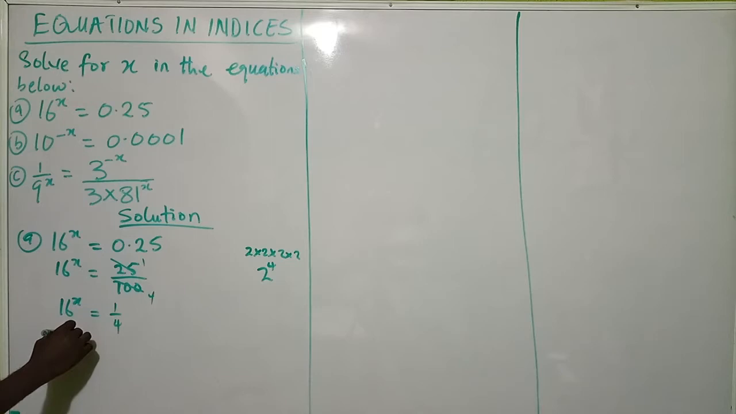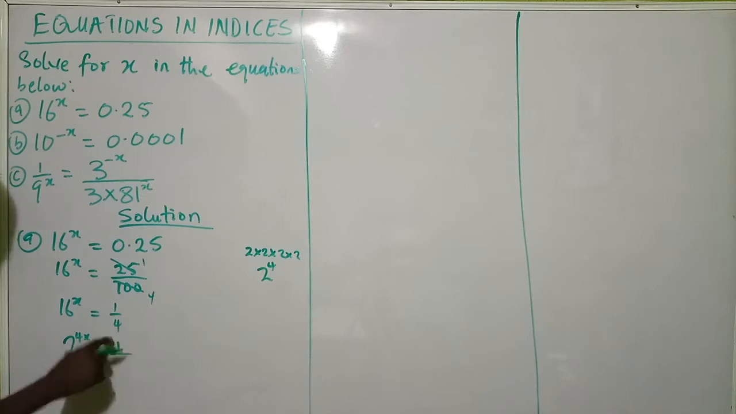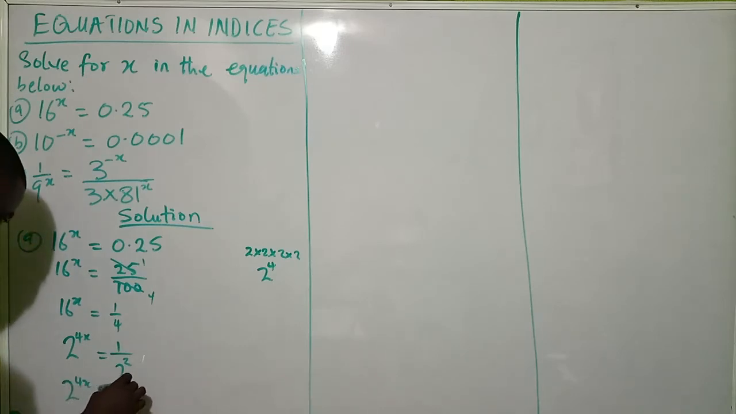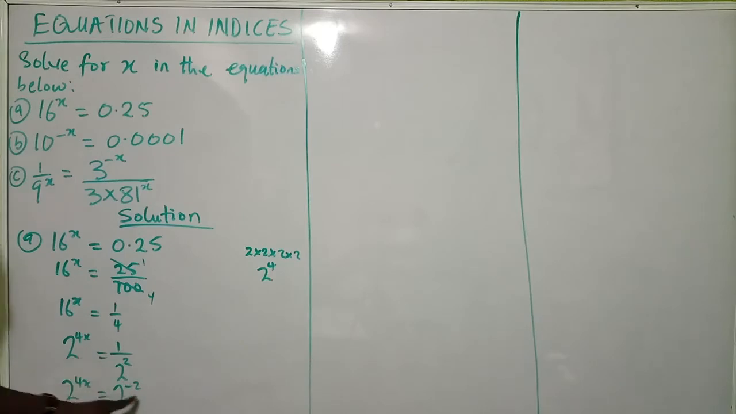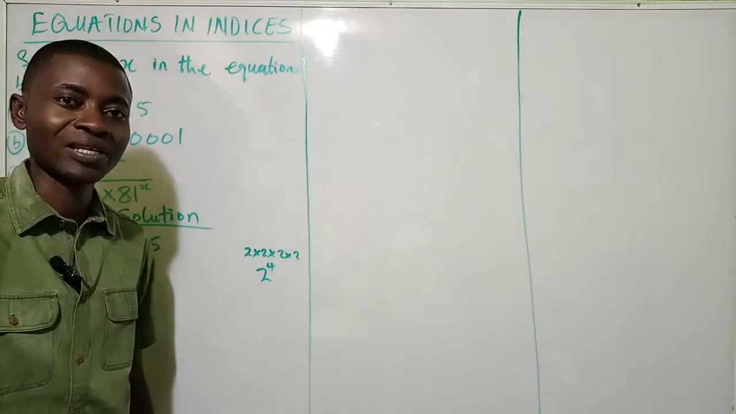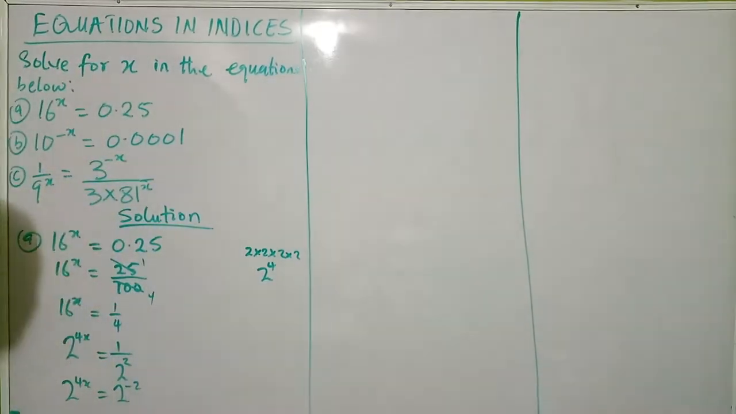So this is 2 raised to the power of 4 times x, that is 4x, equals 1 over 2 raised to the power of 2, that will give me 4. So this is the same thing as saying 2 raised to the power of 4x equals 2 raised to the power of minus 2. Please go and check this out under the topic of negative index, one of the laws of indices. So you understand why we're writing this as this. Whenever you see this, it is the same thing as this.